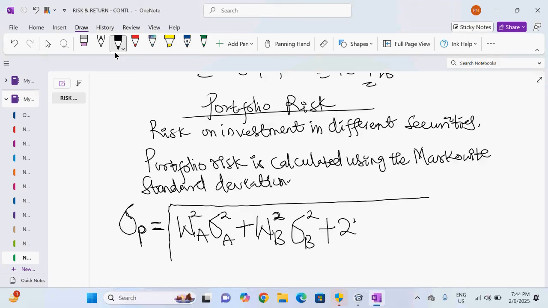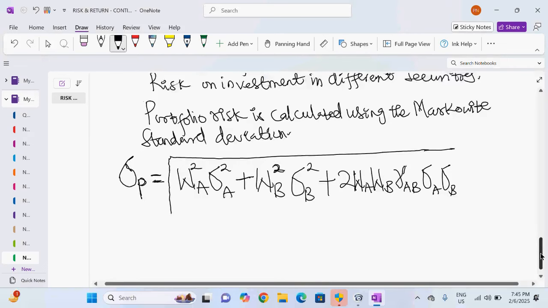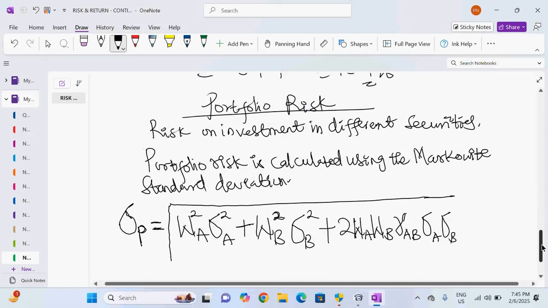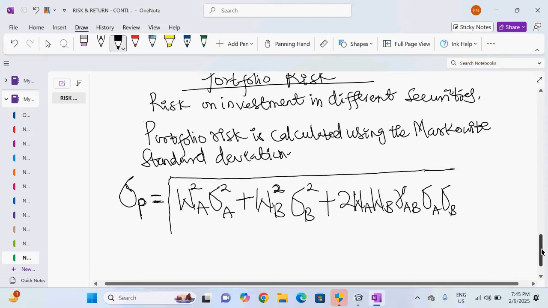Plus 2 times the weight of A, the weight of B, multiplying the correlation coefficient R of A and B, and the standard deviation of A, standard deviation of B. So this is the standard deviation formula under a portfolio. If you read the question, you know what the question wants. Whether it is a portfolio question, then you know the formula you are going to use, the portfolio risk formula to measure the risk of the portfolio.